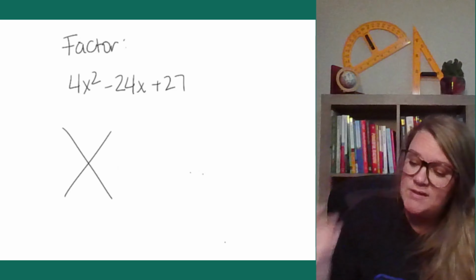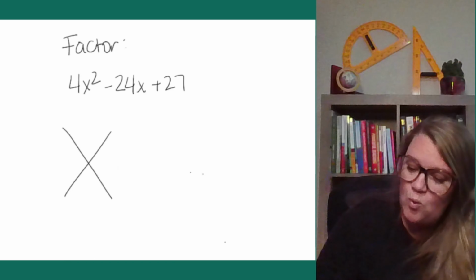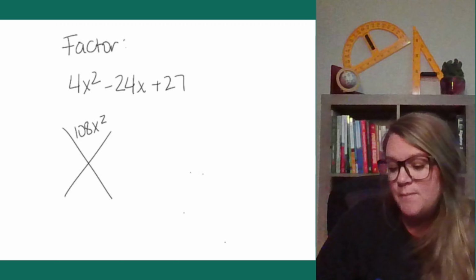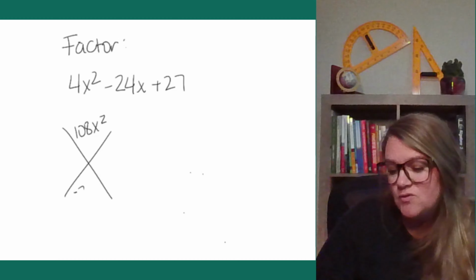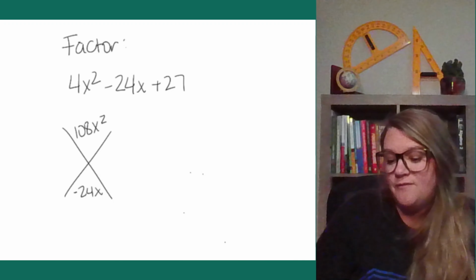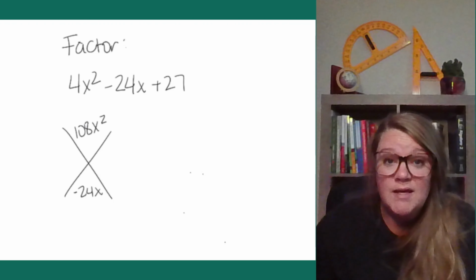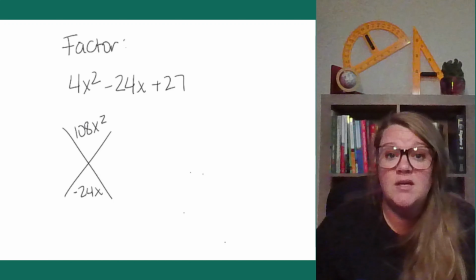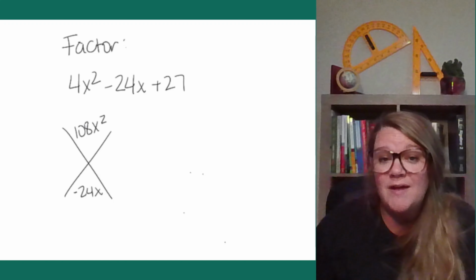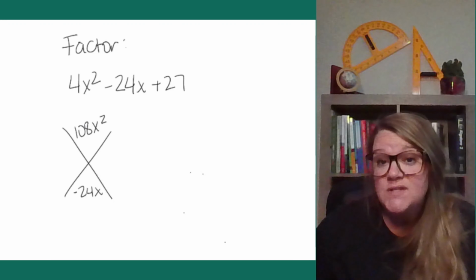4 times 27. 4 times 25 is 100 plus another 8, 108. 108x squared. And my bottom is going to give me a negative 24x. And what I'm looking for now is to fill in the left and the right. So I'm looking for 2 numbers that I can multiply to give me 108x squared, and that will add to give me negative 24x. I'm going to think of signs right off the bat.